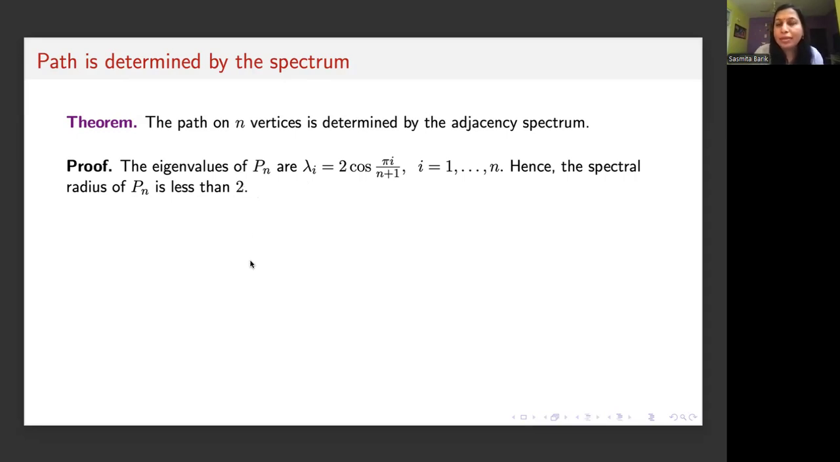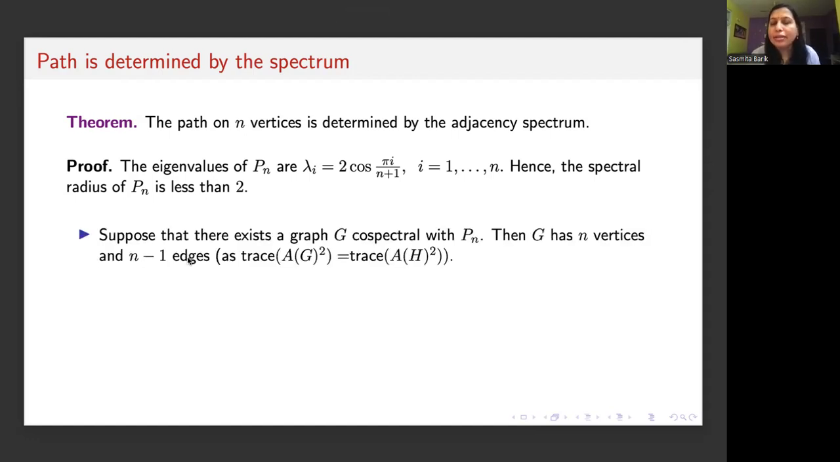Now, let's say the path is not determined by the spectrum, that means there is a graph which is co-spectral with it. Let's say G is a graph that is co-spectral with Pn. We will show that G is isomorphic to Pn, because we are going to show that Pn is determined by the spectrum.